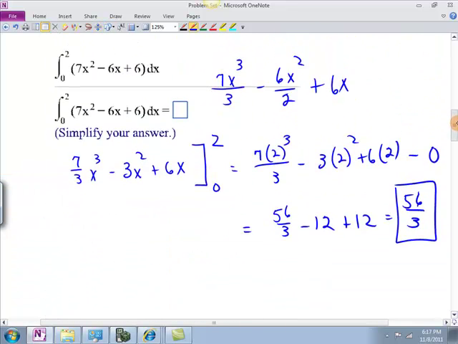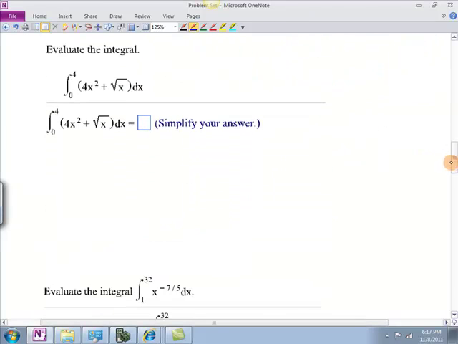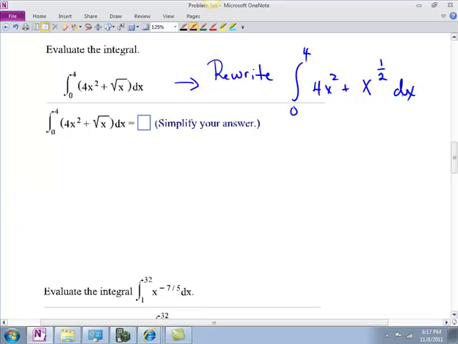No, we're just using the fundamental theorem of calculus. All right. What would you need to do to this one before we did it? Yeah. So you want to change any radical functions to fractional exponents. So do that before you take the integral.